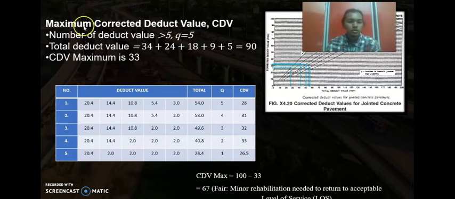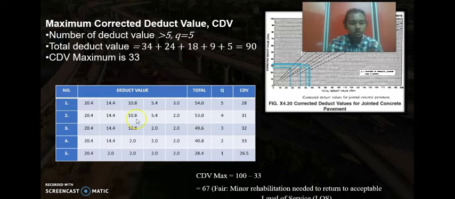Next, to get the maximum corrected deduct value, CDV, we must know the number of deduct values that we have and the total deduct value. So to find it, we must construct this table to find the corrected deduct value. For the first row, we must put all the deduct values that we have got before.